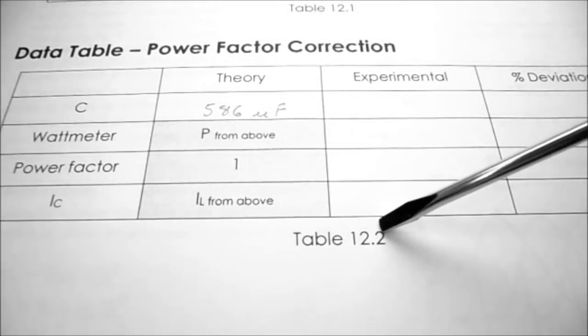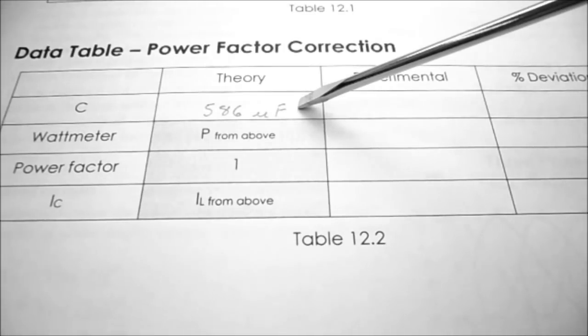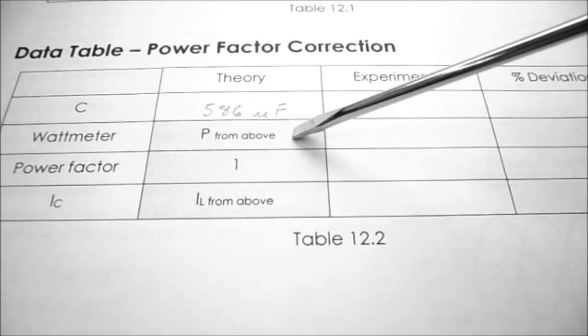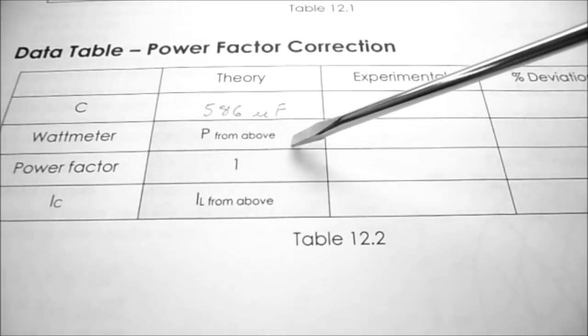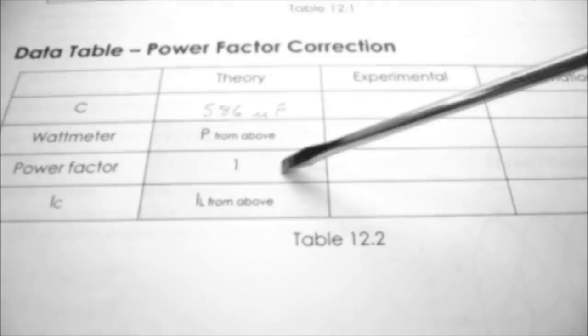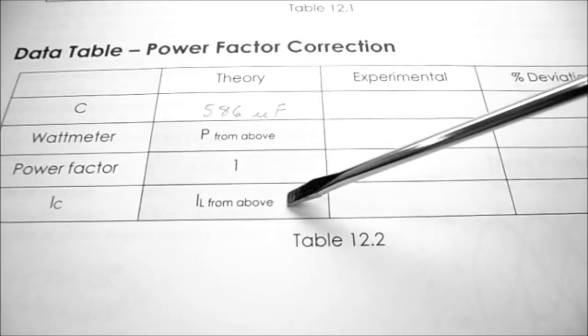In Table 12.2, for the power factor correction, I've recorded the capacitor that I calculated previously. The power on the watt meter is the same power as above. Remember, this is the real power. The power factor should be 1, or unity, and IC should equal IL from above. Remember, XC should equal XL, and they have the same voltage, so they should have the same current.